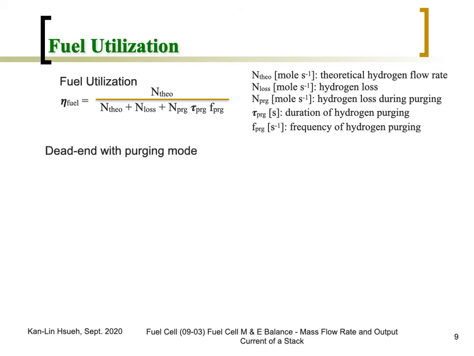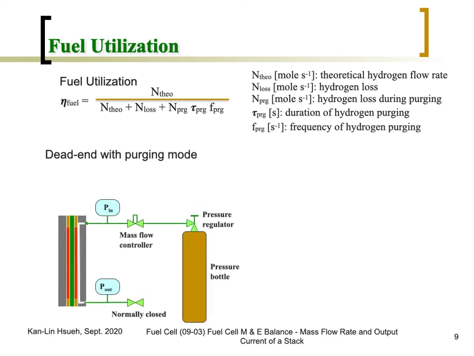And the other mode is dead end with purging. It's similar to the dead end mode, but in the calculation we consider a purging factor. This means that sometimes, for a given period of operation, the valve may be open for a few seconds and release the hydrogen into the atmosphere. So, keeping the hydrogen in the cell with circulation can blow out the water, which may cross over to the anode side.